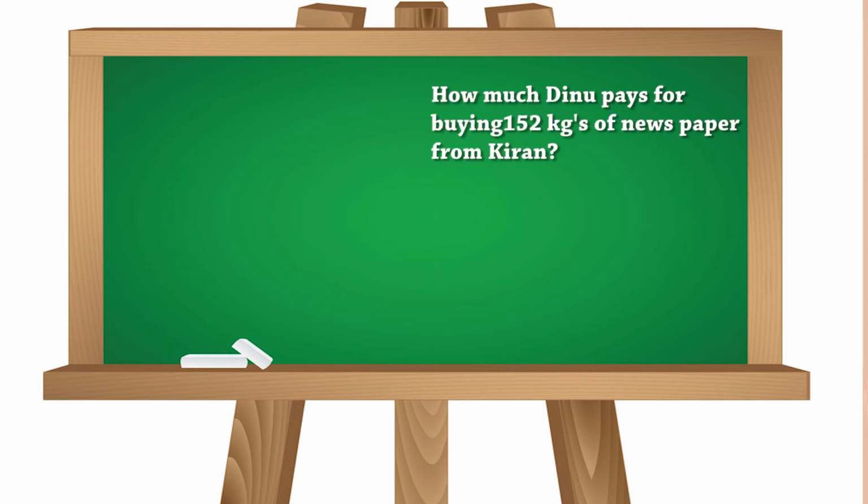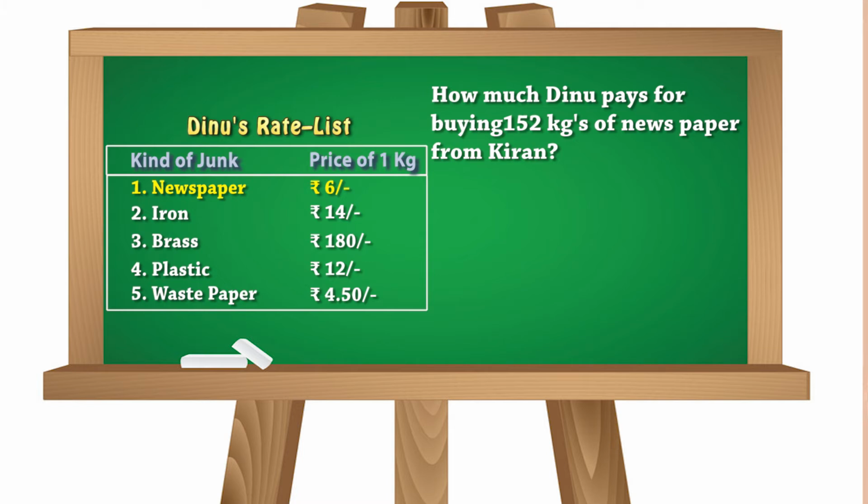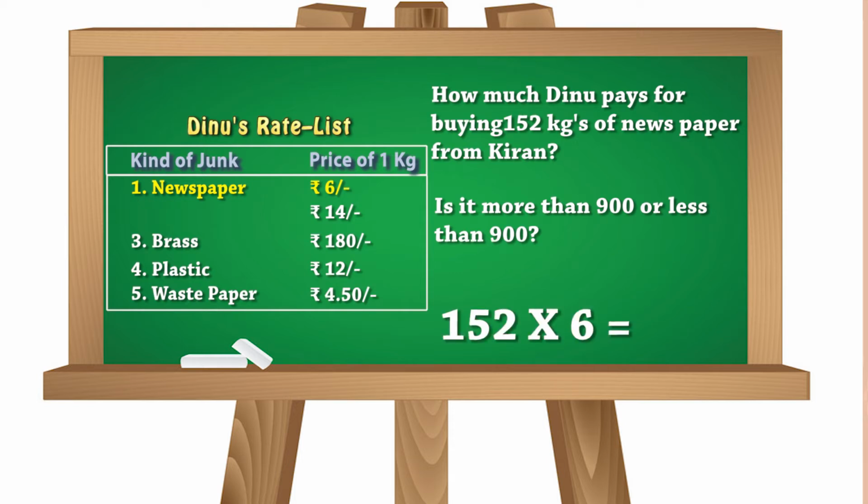How much does Dinu pay for buying 152 kgs of newspaper from Kiran? Per kg of newspaper Dinu pays 6 rupees. So, for 152 kgs, he has to pay, is it more than 900 or less than 900? First make a guess and then compute it and verify your answer. So, here it is, 152 kg into 6 gives me 912. So, therefore, it is more than 900.